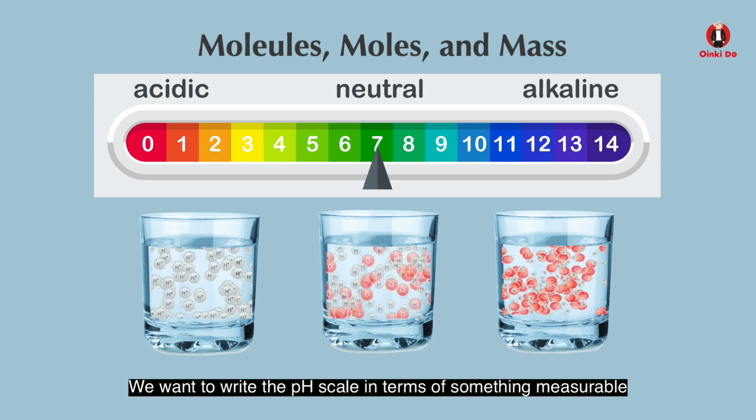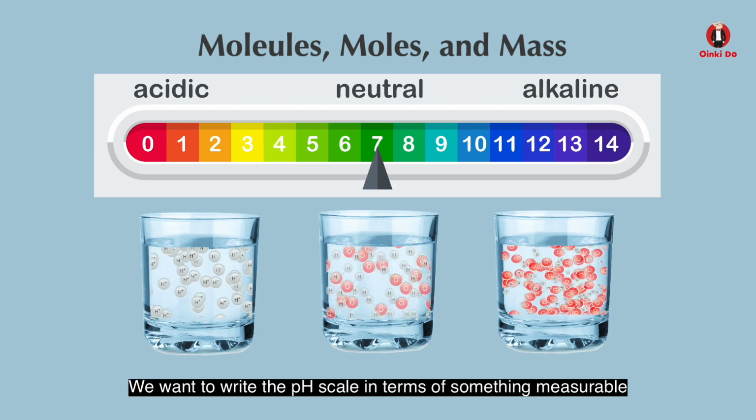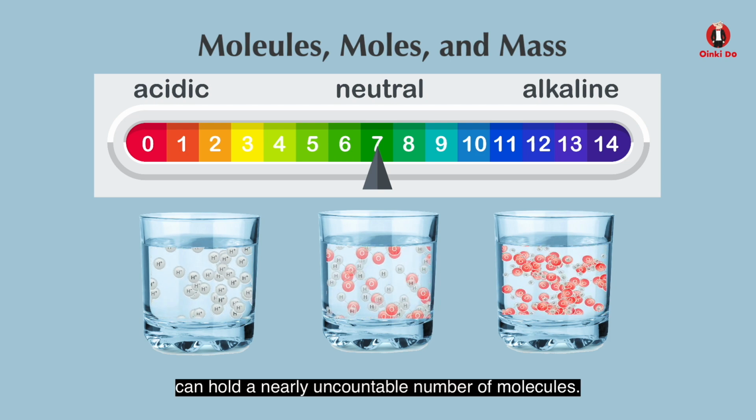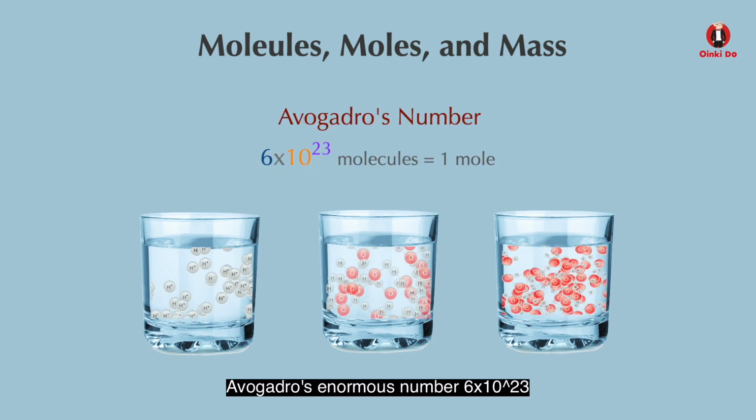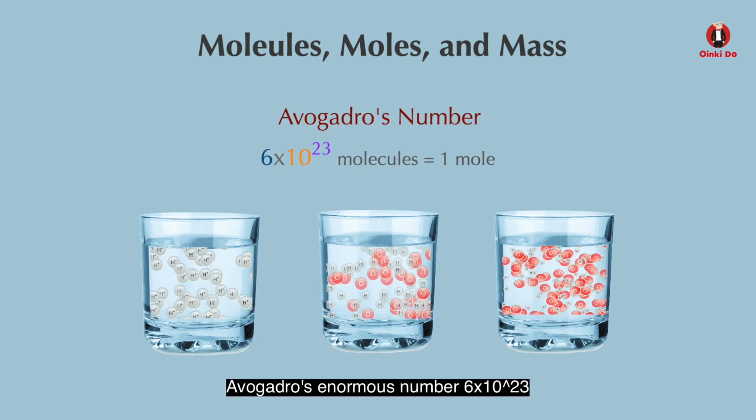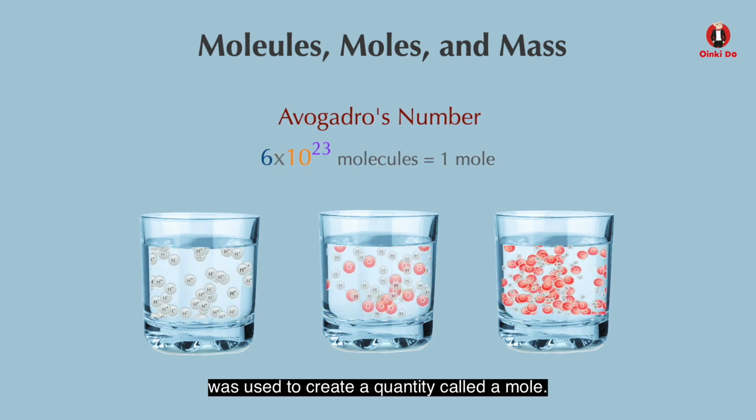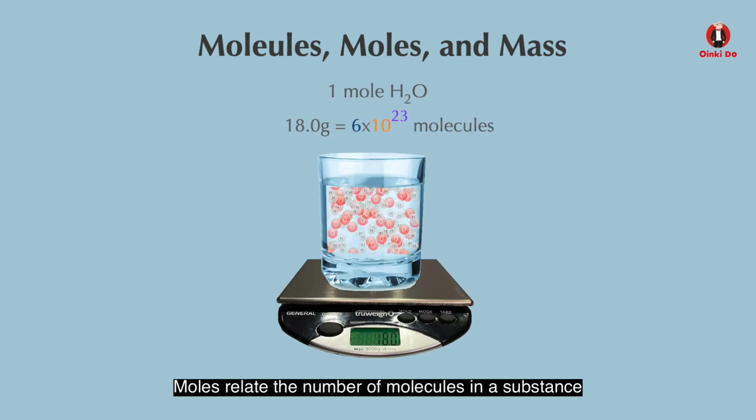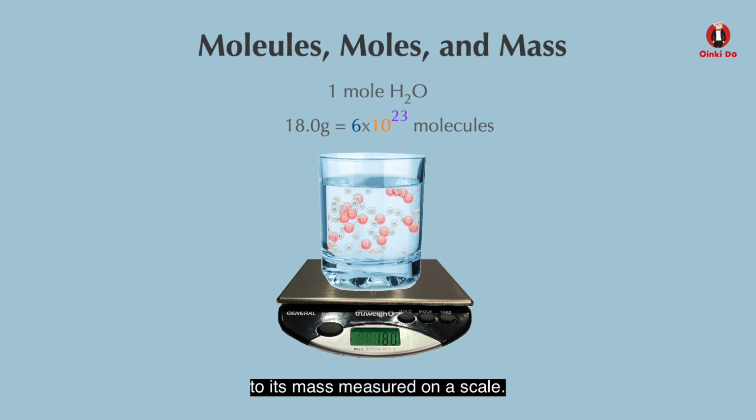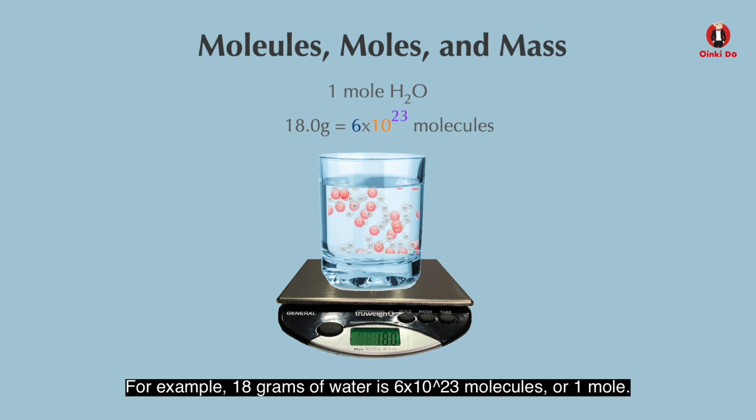We want to write the pH scale in terms of something measurable because even a small cup can hold a nearly uncountable number of molecules. Avogadro's enormous number, 6 times 10 to the 23, was used to create a quantity called a mole. Moles relate the number of molecules in a substance to its mass measured on a scale. For example, 18 grams of water is 6 times 10 to the 23 molecules, or 1 mole.